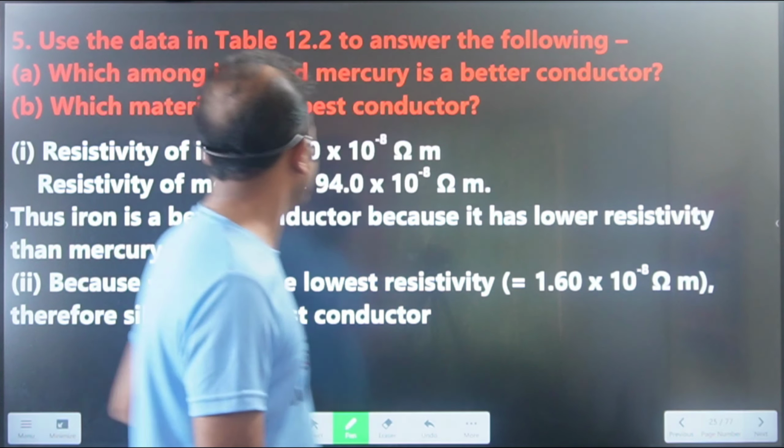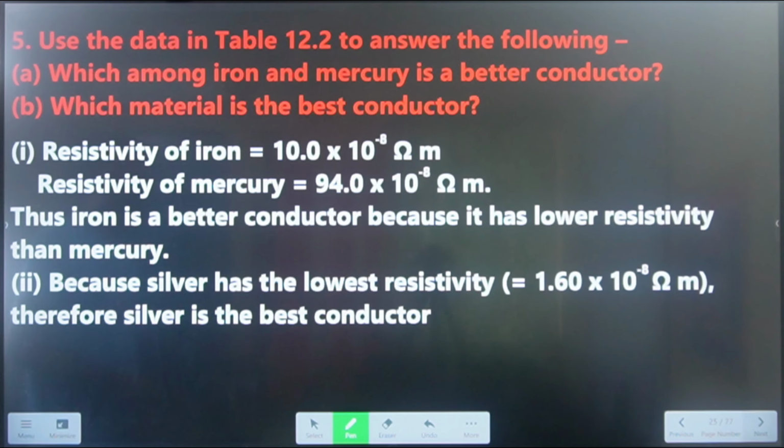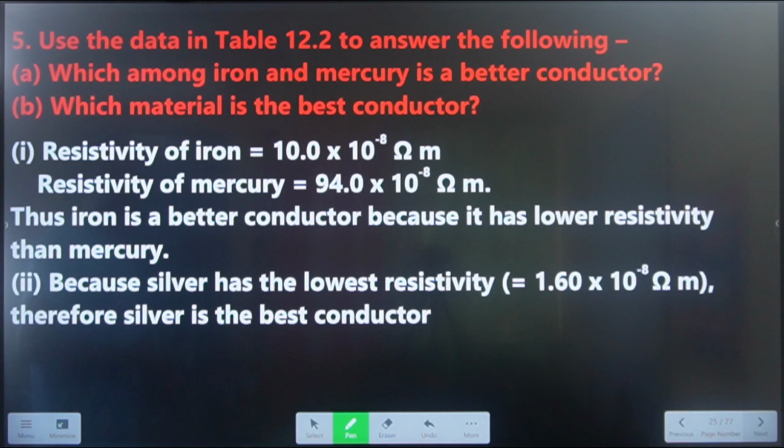రైట్, మూవ్ ఆన్ టు ద నెక్స్ట్ క్వశ్చన్. Use the data in table 12.2 to answer the following. So which among the iron and mercury is a better conductor? Which material is the best conductor?